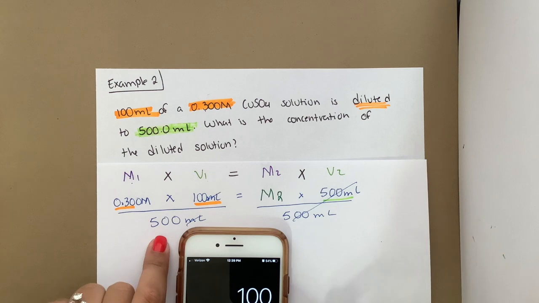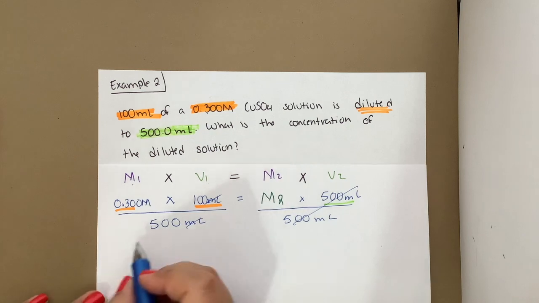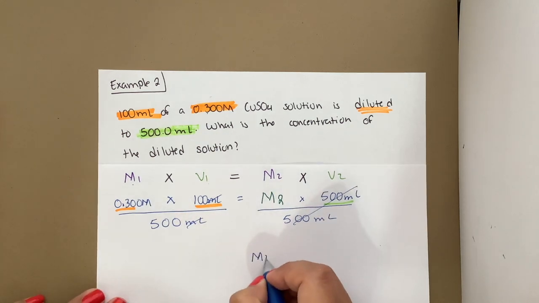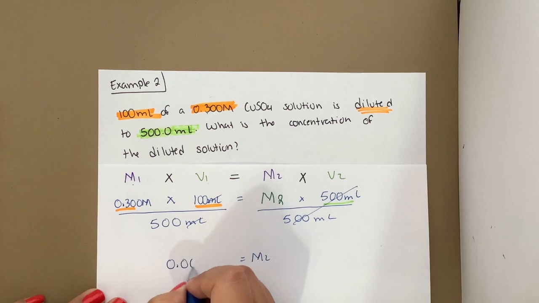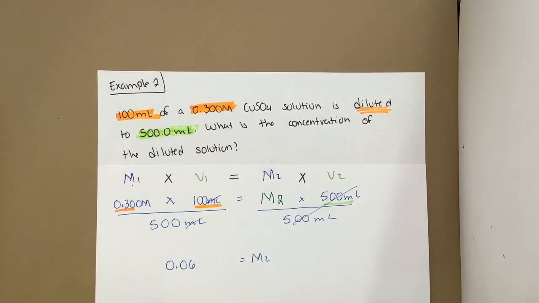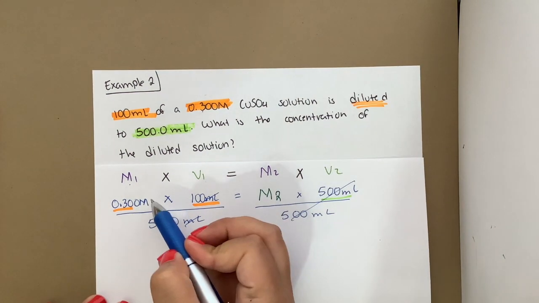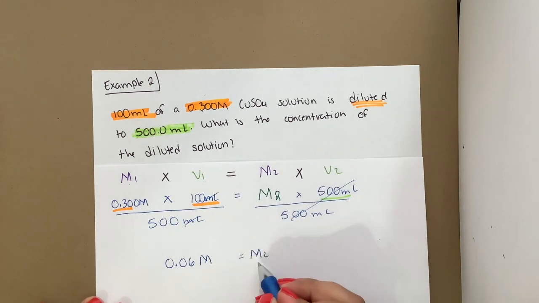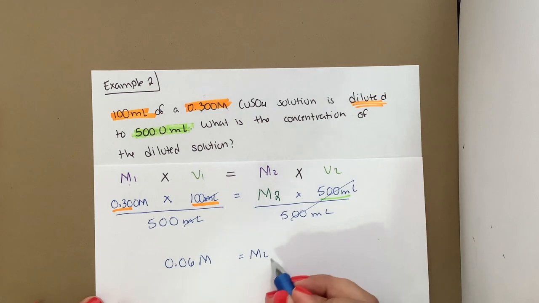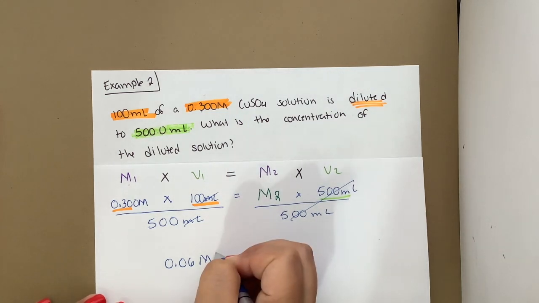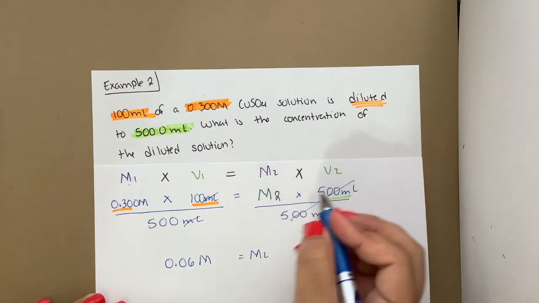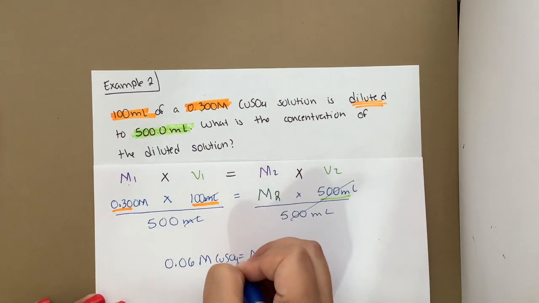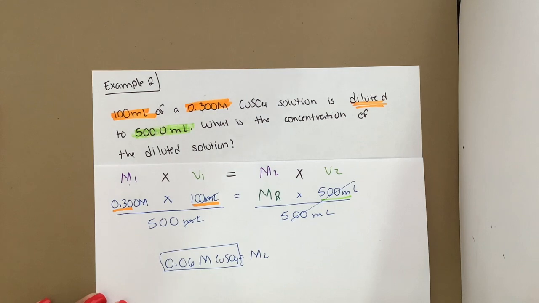times 100 divided by 500. So M2 equals 0.06. Yeah, 0.06. And what units are going to be? M. Notice how the only thing that's uncrossed is big M, molarity. And it also makes sense because we're looking for the concentration of my final solution. So 0.06 molar CuSO4. Okay, and that is my final answer.